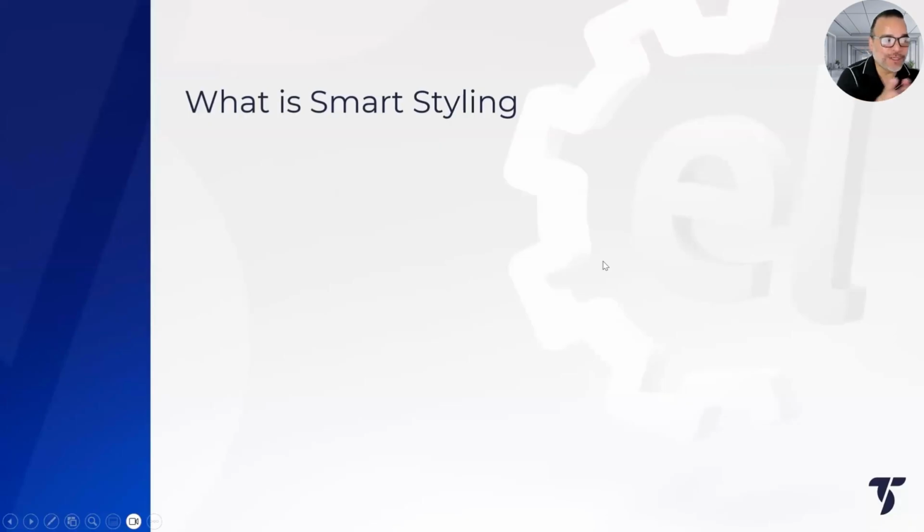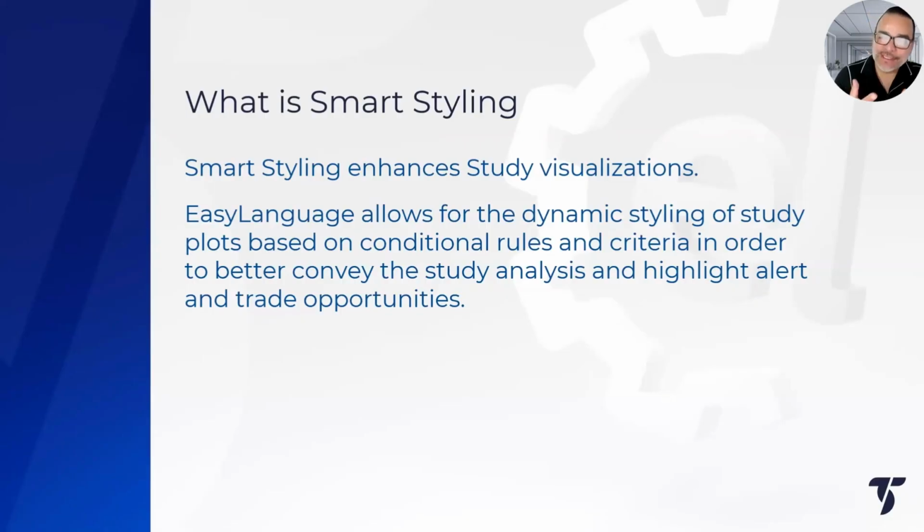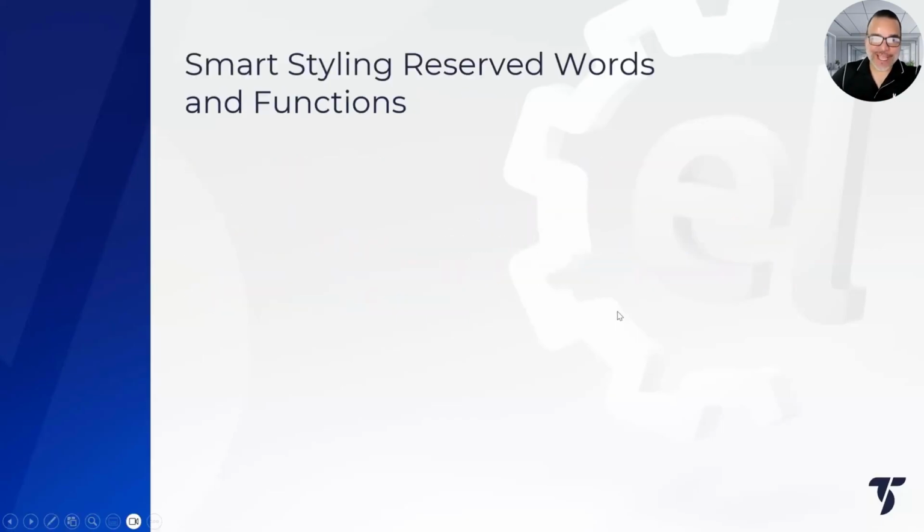So let's talk about smart styling, coloring, and styling. As I said at the beginning, smart styling just enhances the visual aspect of a study. So EasyLanguage allows you to dynamically change the style of a study based on conditional rules and criteria to better convey the idea that the study is trying to show you. So whether it is a crossover or a signal that you're trying to get from those technical indicators, this smart styling will make things a lot more fun to interpret. Not only fun, but also easier to interpret because you're enhancing the visual aspect of it.